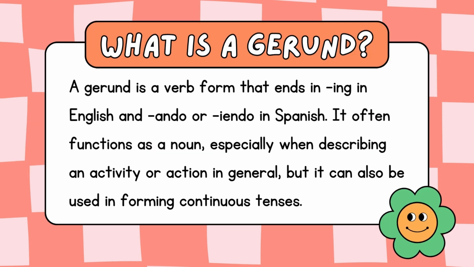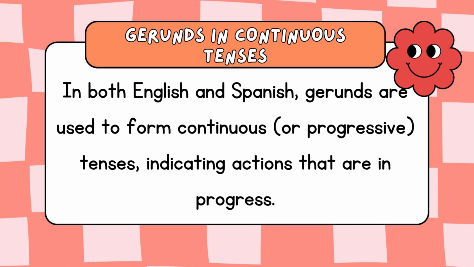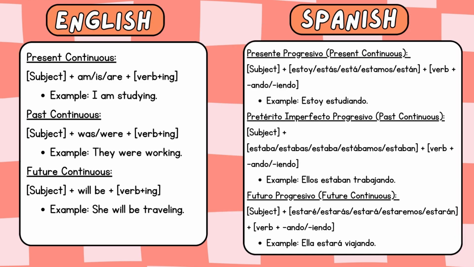Well, a gerund is a verb form that ends with ing in English and ando or yendo in Spanish. It often functions as a noun, especially when describing an activity or an action in general, but it can also be used in forming continuous tenses. In both English and Spanish, gerunds are used to form continuous, also called progressive, tenses, indicating actions that are in progress. We're going to consider some of the cases where we have the continuous tenses.